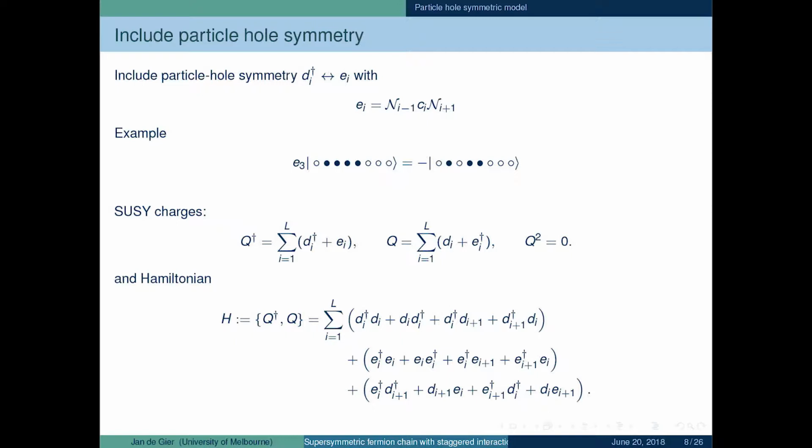So if you do that, you find three different terms. One term only consists of the D operator, so that was the original Hamiltonian that we had before. The second term only consists of E operators, so that's basically the same Hamiltonian as the first term, but with particle hole symmetry. And then there are mixed terms. So when you compute this anti-commutator, there's cross terms where the D and E operator is mixed, and so you get this term with mixed E and D operators in it. So we started looking at this Hamiltonian.